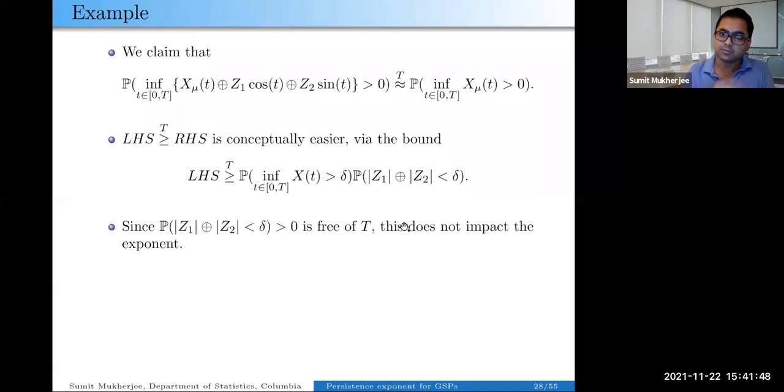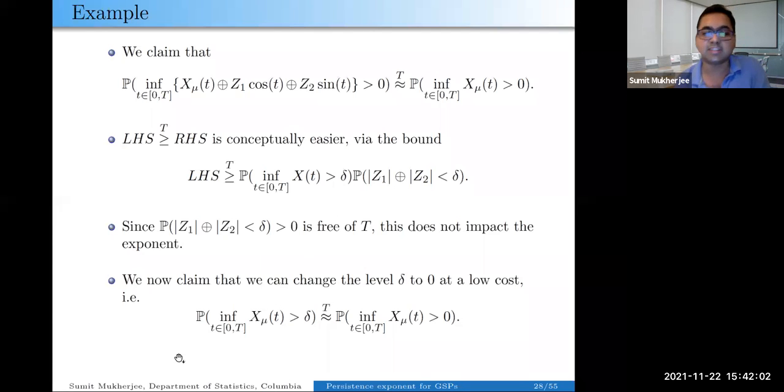And so now this quantity is again free of t, so this does not impact the exponent. And so all I need to care about is this term. And now this one, I should have put a mu here, by the way. There's a mu sitting here. So now the claim is that for this process, the persistence at delta is close to the persistence at 0. If delta is, I'm thinking of delta going to 0 after t going to infinity.